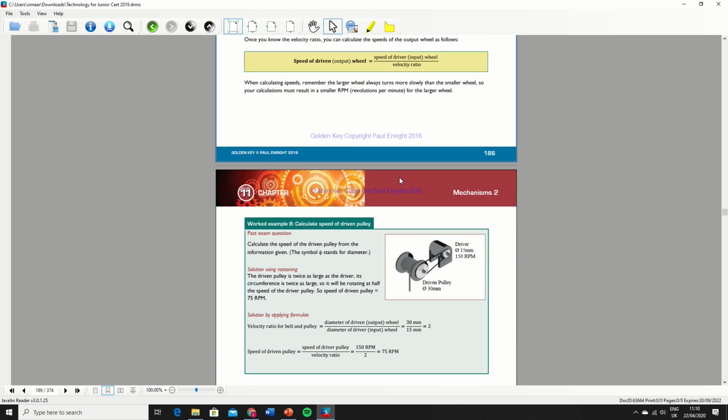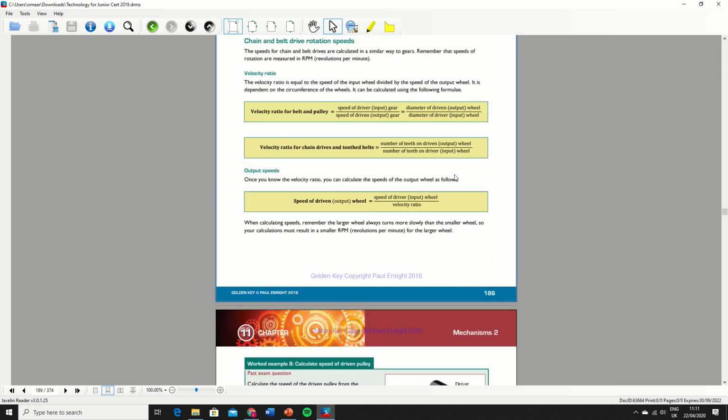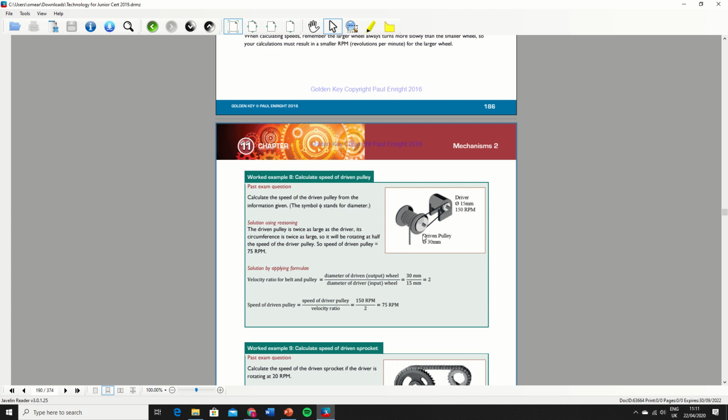Okay, straightforward enough. So I'll do that again. The formula is diameter of the driven wheel over the diameter of the driver wheel. So driven is 30, driver is 15, so 30 over 15 is equal to 2. So that means that our velocity ratio is equal to 2. Now that we know our velocity ratio, we can calculate what is asked of us. We're asked to calculate the speed of the driven pulley. So we're able to do that.